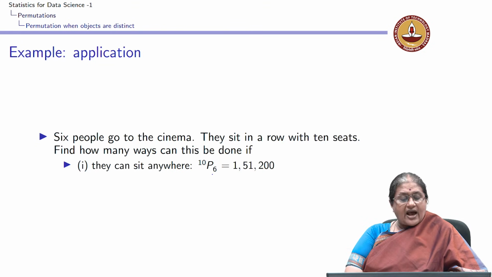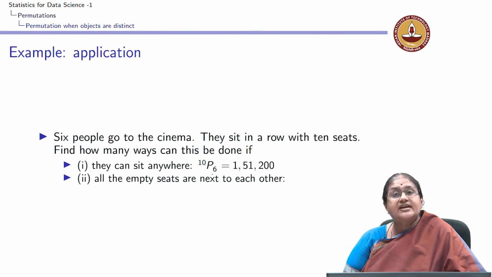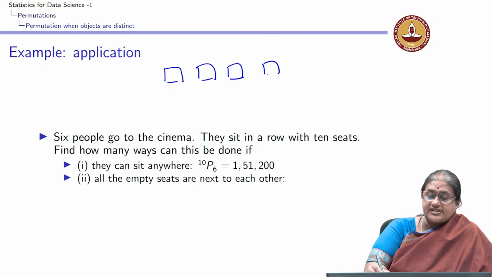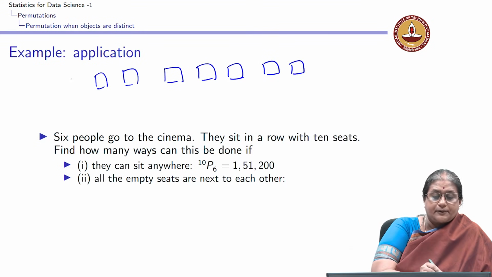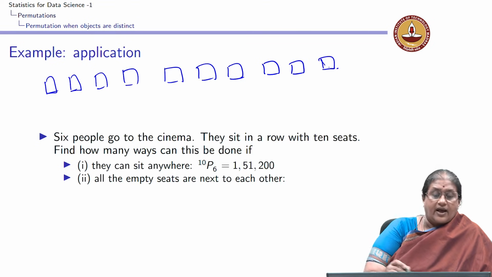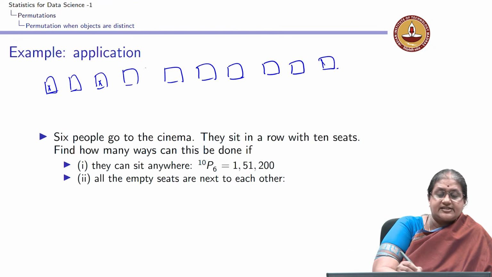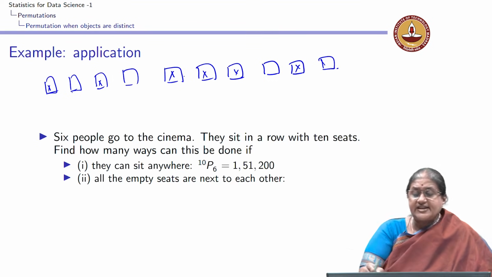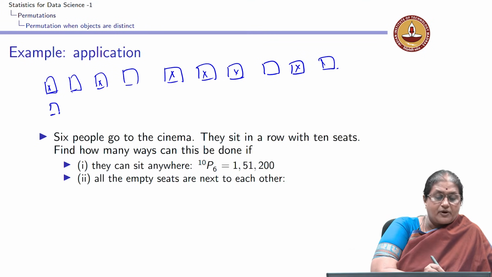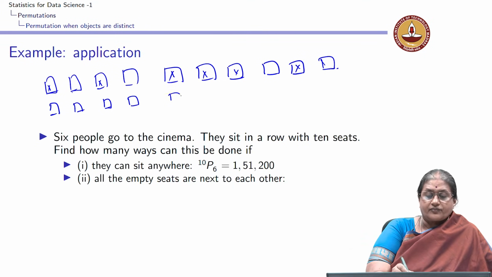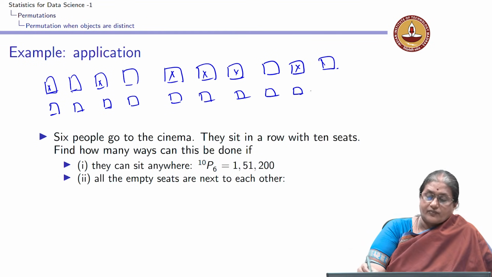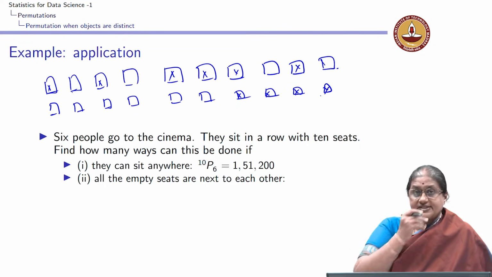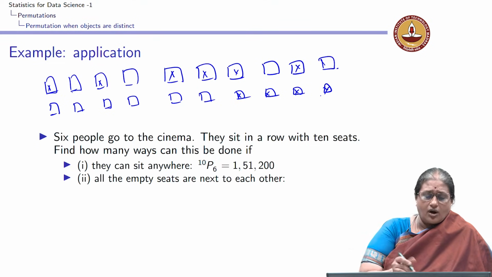But now suppose I add another condition: all the empty seats are next to each other. How do we solve this problem? For example, I cannot have a situation of this kind. I again have the 10 seats. I cannot have a person occupying this seat, among 1, 2, 3, 4, 5, 6. So, these empty seats are not next to each other, whereas this is permitted. I can have all the 4 empty seats next to each other, or even this is permitted.